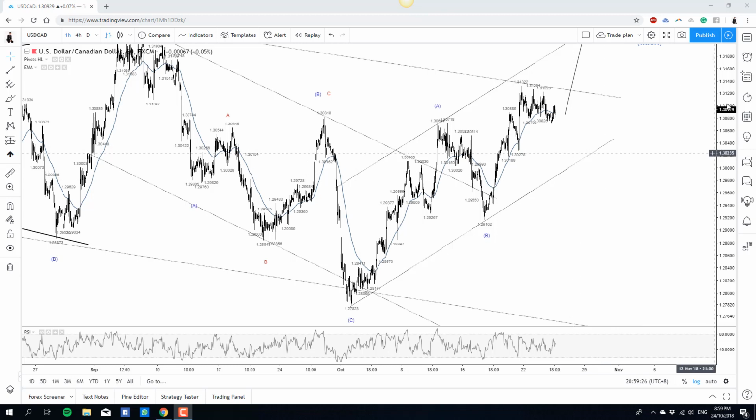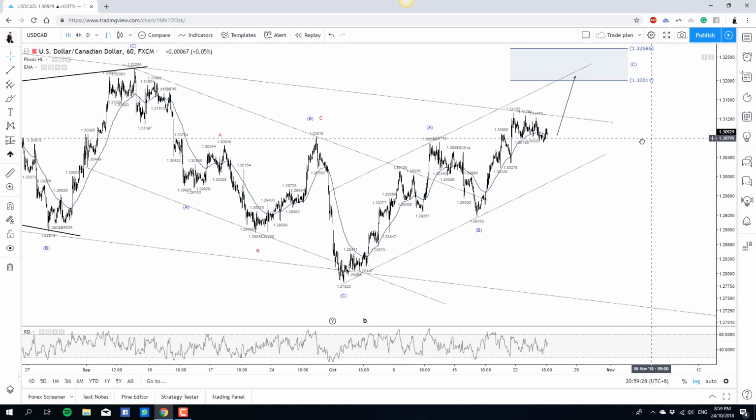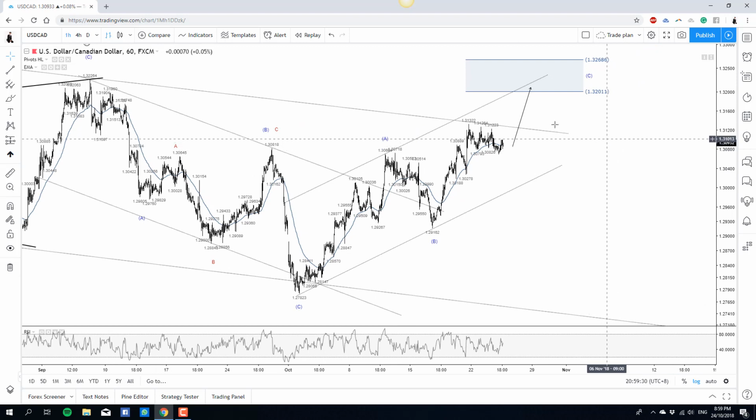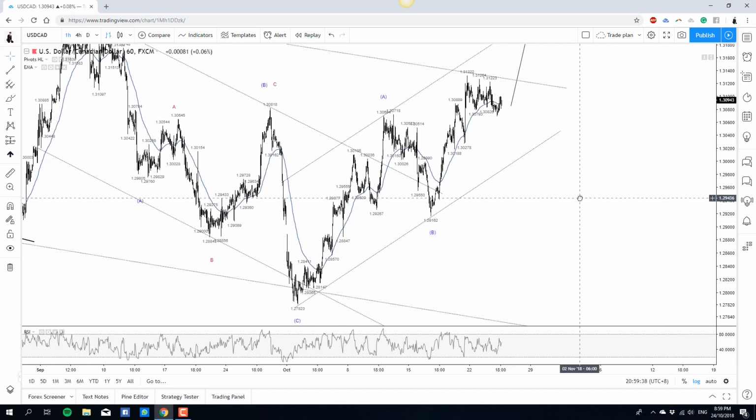The first one I want to walk you through is the dollar Canadian. This is on the hourly. It doesn't really matter which time frame you are looking at, because we are looking at a pretty short-term view of what would be the likely reaction from price when the news is released.